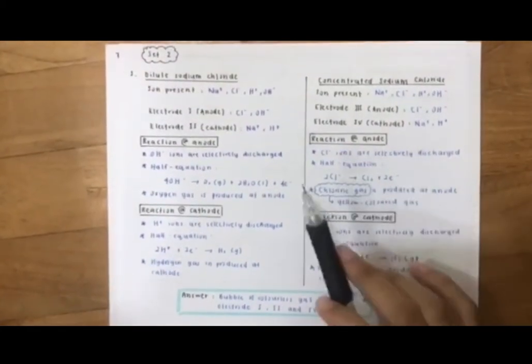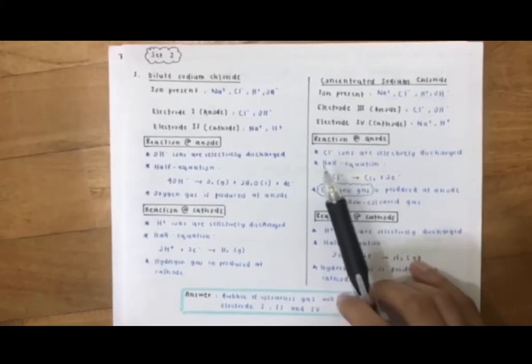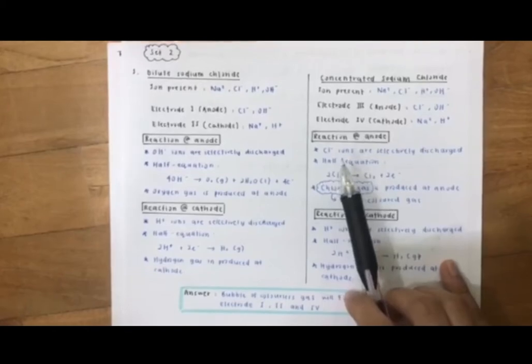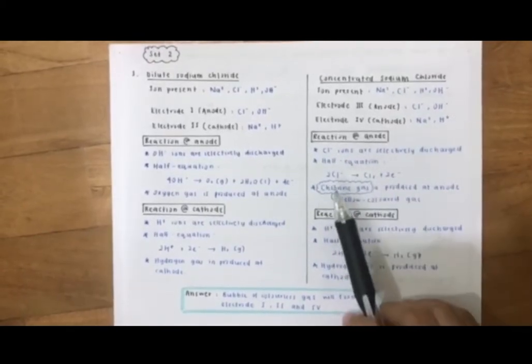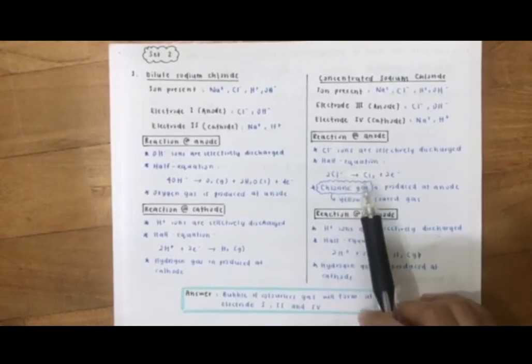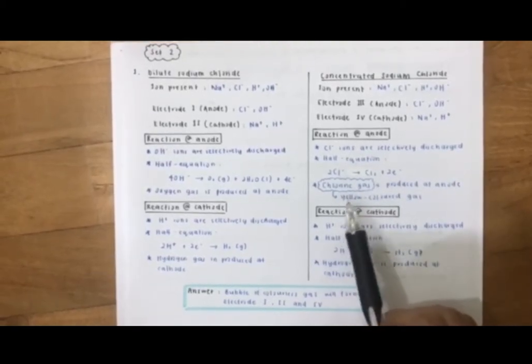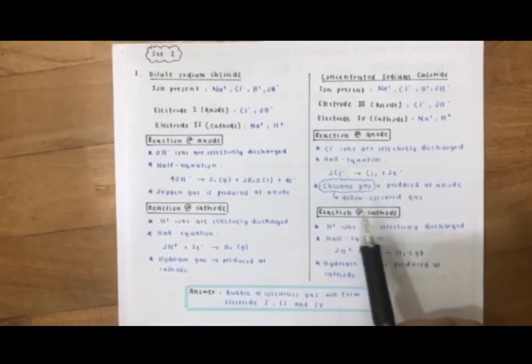Reaction at the anode. So we have Cl- and OH-. Because this solution is concentrated, Cl- ions are selectively discharged. The half equation is like so: 2Cl- ions will produce Cl2 in the form of gas. And therefore, chlorine gas will be produced at the anode. And chlorine gas is a yellow colored gas.